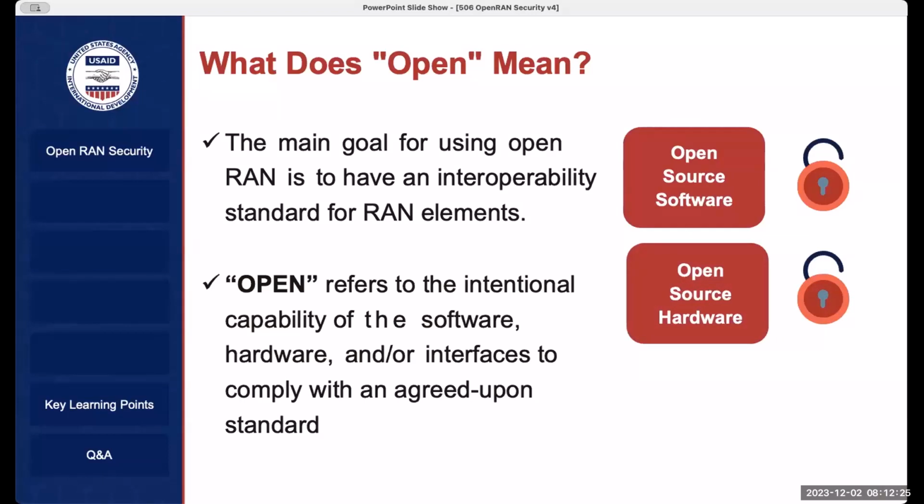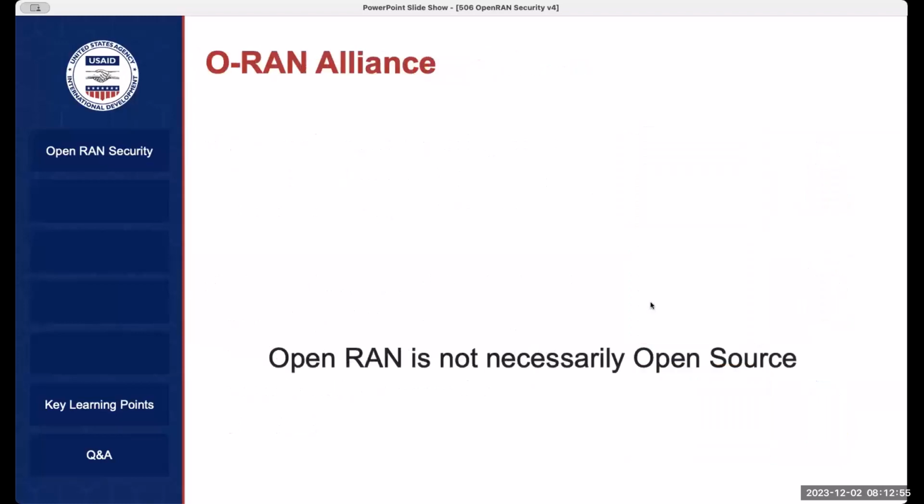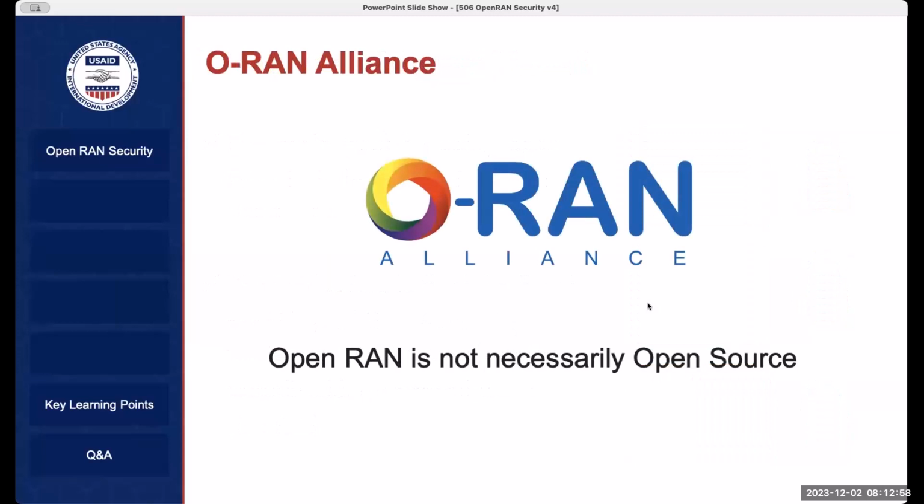For open source hardware, some designs and architecture might be open source by various vendors, but this does not necessarily mean that if you design and create a component for Open RAN, you are required to do open source, unless you are basing your design on open source hardware. But mainly, it's really open interfaces we are referring to when we say Open RAN. So as mentioned, for the ORAN Alliance, open is for interoperability, not necessarily meaning open source.